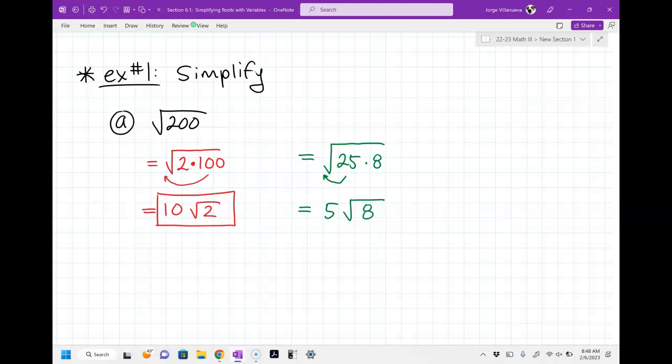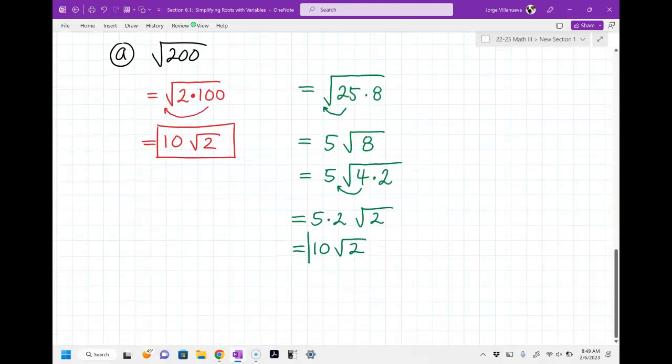Now the question is, can I continue breaking down 8 into two numbers? Yeah, right? What times what is 8? 4 times 2, 2 times 4, either way. Does 4 have a square root? Yeah, it does. What is it? 2. And the square root of 2 doesn't exist, so we're not worried about that. So it's 5 times 2, square root of 2. Remember, the reason why a 2 comes out is because that's what the square root of 4 is. 5 times 2 is 10, square root of 2.